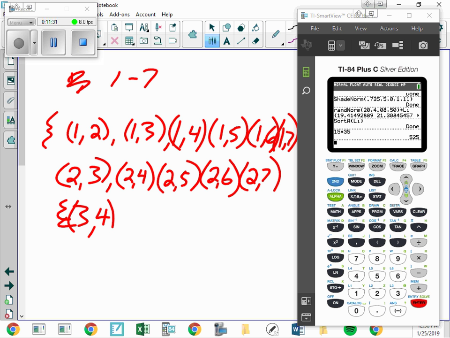Do you see a pattern? What is it? How many are in the first row? 6. Right? Because there was no 1 1. So there are 6 here, and 5, 4, 3, 2, 1. What's the very last one? 6 comma 7. Yep. So I don't need to add them all up. I just need to find the pattern. So that's 11 plus 4 is 15, 18, 21. So there are 21 options.